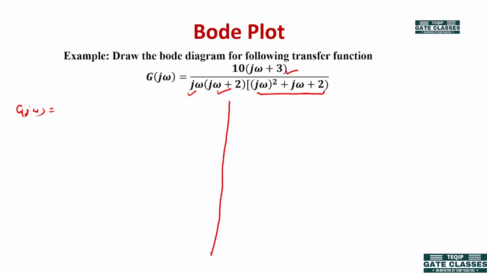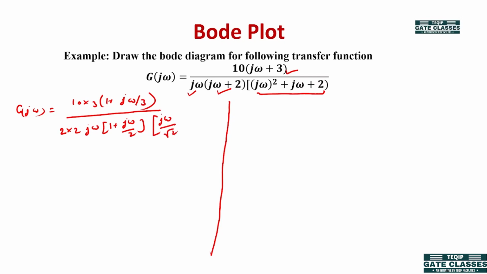So G(j omega) would be equal to 10 into 3, 1 plus j omega by 3, upon 2 into 2 j omega, 1 plus j omega by 2 into j omega, or you can simply write, j omega upon root 2 square plus j omega upon 2 plus 1.